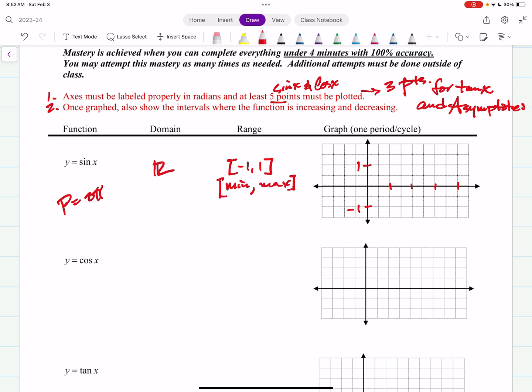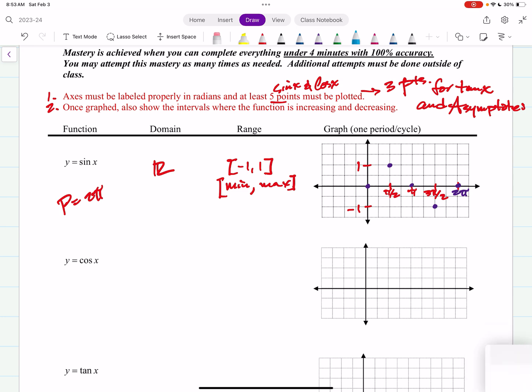Okay, and so sine starts at 0. Sine is 0, 0, and then you have to label the axes here. So actually, let me do this in red. So this is pi, and this is pi halves, and this is 3 halves pi. Okay, there we go. And then you start your graphing. So 0, pi halves comma 1, pi comma 0, 3 halves comma -1, and then back to the axis.